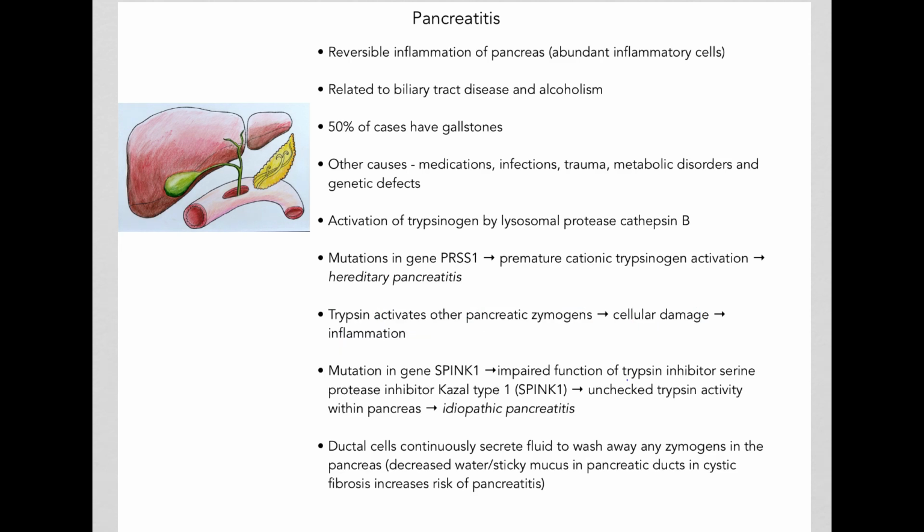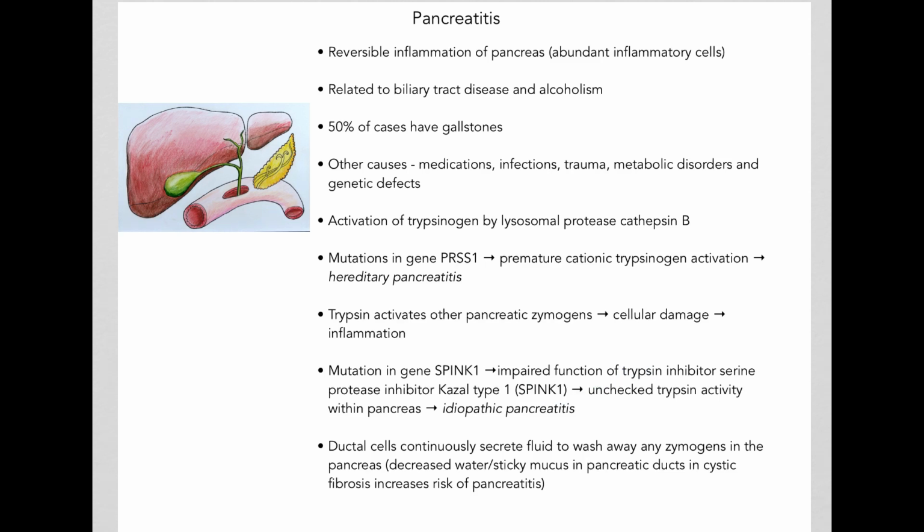Since trypsin is a very powerful proteolytic enzyme, it's not surprising that our cells also have another mechanism to make sure that in case trypsin becomes activated, we can inhibit the enzyme, and that's by the formation of a trypsin inhibitor. So one example of a trypsin inhibitor is serine protease inhibitor Kazal type 1 or SPINK1. So in case trypsin becomes abnormally stimulated or activated, SPINK1 will go and bind to the trypsin and will try to inhibit this active form of trypsin and prevent it from destroying the pancreatic tissue.